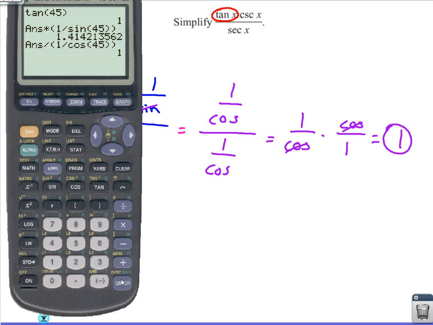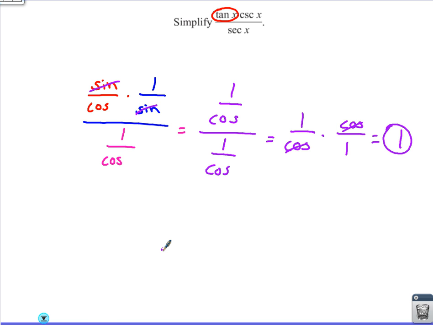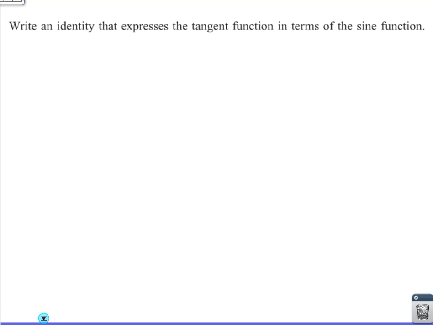And look, final answer, 1. You can use 45 degrees, use 30 degrees, use 28.5 degrees. No matter what angle you plugged into that, you always get 1. That's kind of like saying x divided by x. Cleaning it up, x divided by x is always equal to 1.